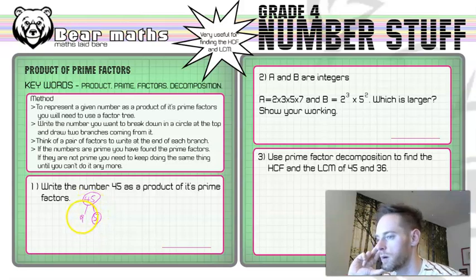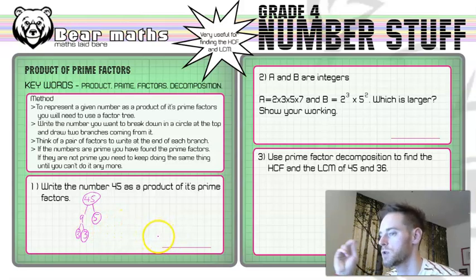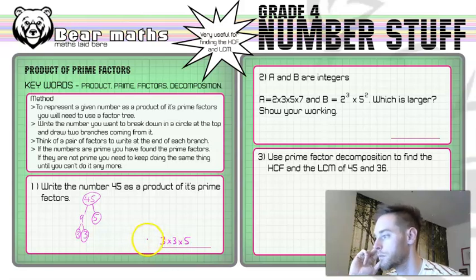9 is not a prime number because it has factors of 3, or it has 3 factors. 3 times 3 makes 9. Okay, so there we go. Because both of those are prime, I've found the prime factors. So I'm going to write it as a product of its prime factors, which means I'm going to write 3 multiplied by 3 multiplied by 5 as my answer. Okay, 45 is equal to this.